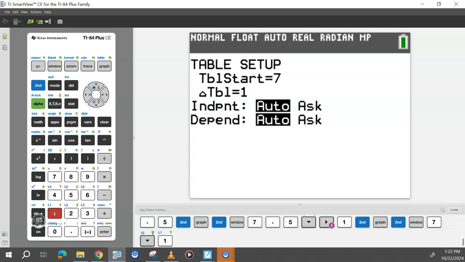How do you change it back to the 7? So go back into second window and type in whatever number. Get to the table. Second graph.